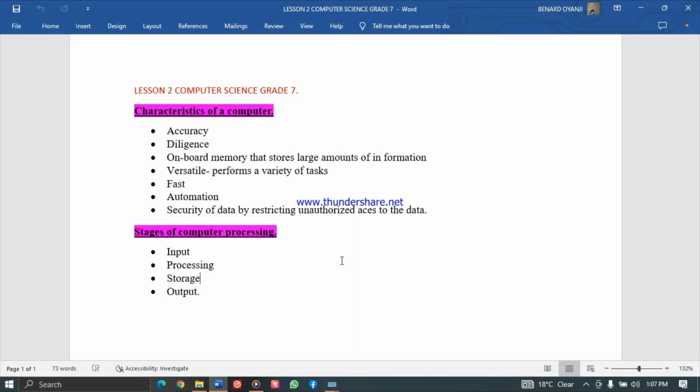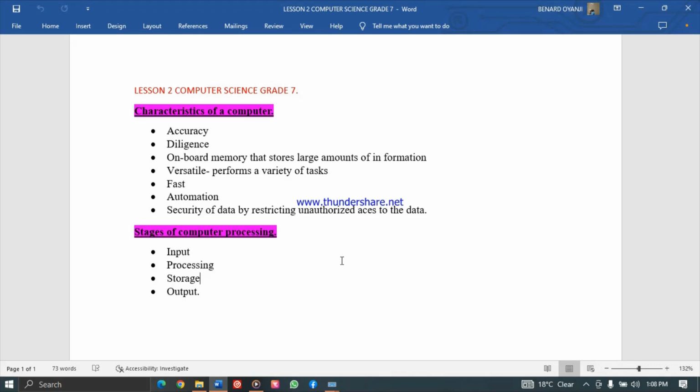We're going to look at the characteristics of a computer, and the first characteristic is accuracy. Then you have diligence. Then you have onboard memory that stores large amounts of information. Then you have versatility. This means that a computer can perform a variety of tasks, and then it's very fast. Then you have automation, security of data by restricting unauthorized access to the data.